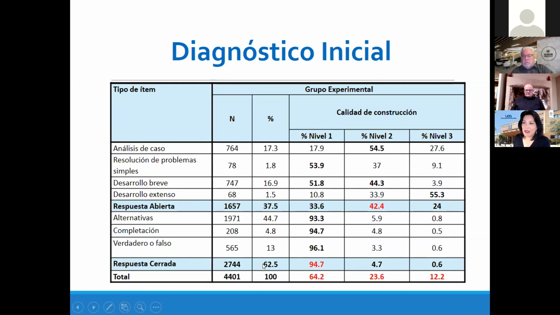de nivel 3. Pero lo más peligroso acá, o lo más complejo, es que la respuesta cerrada es lo más frecuente, ¿cierto? Entonces, dentro, por ejemplo, de las mejores preguntas, encontramos que también las preguntas de desarrollo breve y el análisis de caso logran mayores niveles de nivel 2 y 3. En cambio, verdadero o falso, completación, alternativa, no logran llegar a un nivel de análisis y de desarrollo cognitivo que uno esperaría en educación superior.